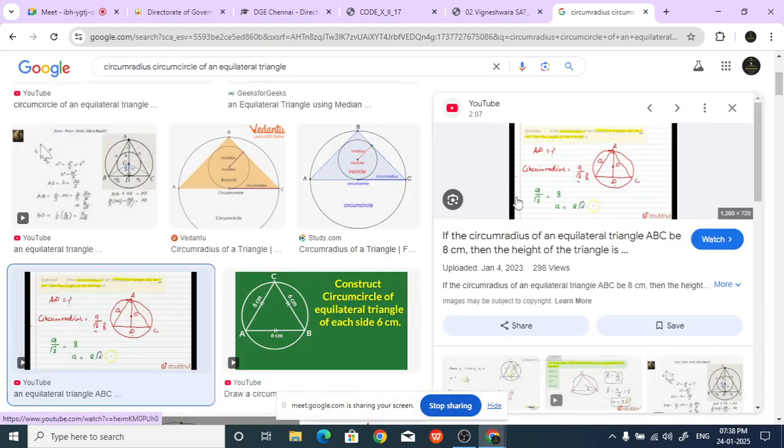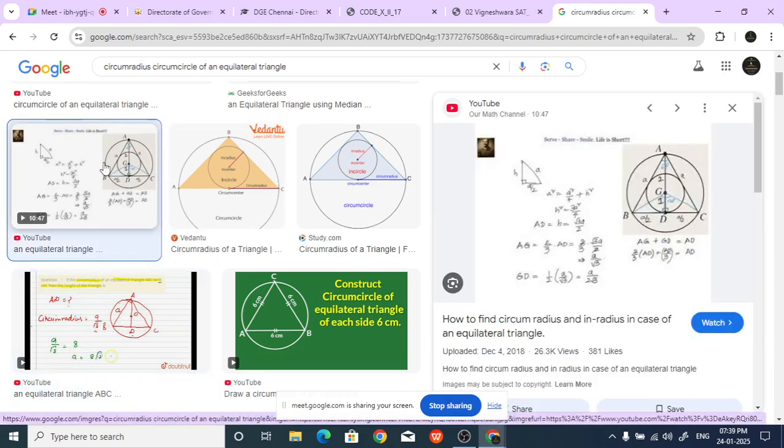If the circumradius is of triangle ABC, then the height of the triangle. Circumradius is BG or CG or AG. AG is equal to 2 by 3 AD, or 2 by 3 into root 3 by 2 A.